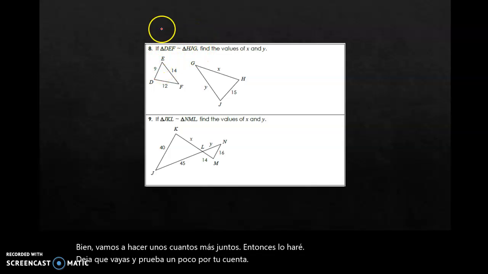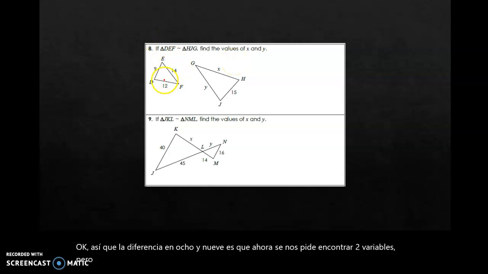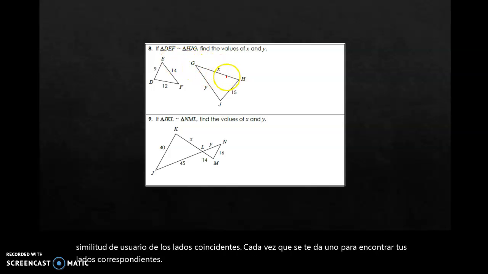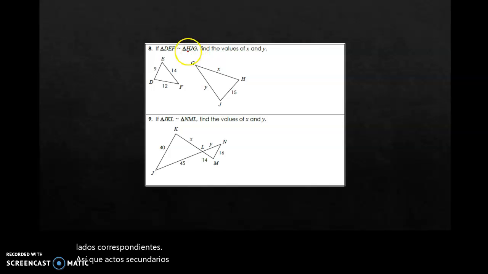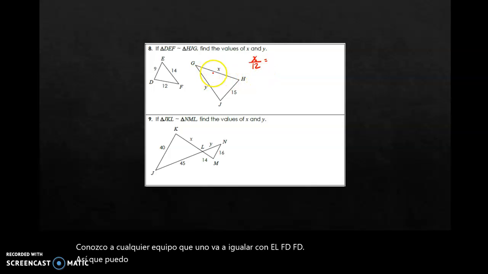Okay, so the difference in 8 and 9 is that now we're being asked to find two variables, but again, we still just set up a proportion with matching sides. Use your similarity statement whenever you're given one to find your corresponding sides. So side x, which is side GH, so I know I need to use that one, is going to match up with FD. So I can say x over 12, for example.